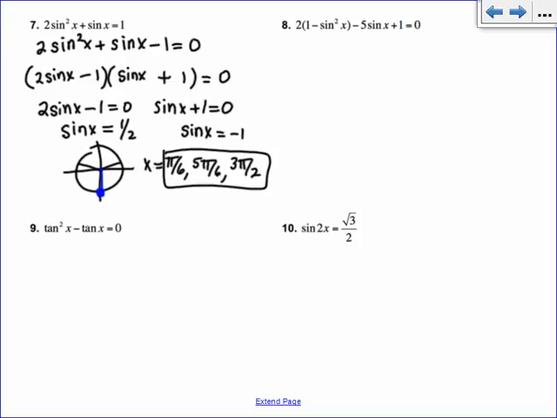Okay, make sense? Wait, what was it? How do you get this? Pi over 6 and 5 pi over 6 were from sine of x equals 1/2. And then the 3 pi over 2 was sine of x equals negative 1. I just put them all together.